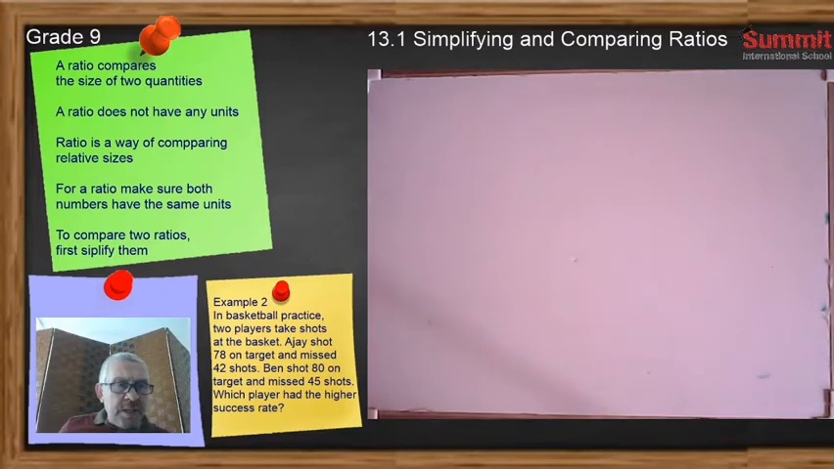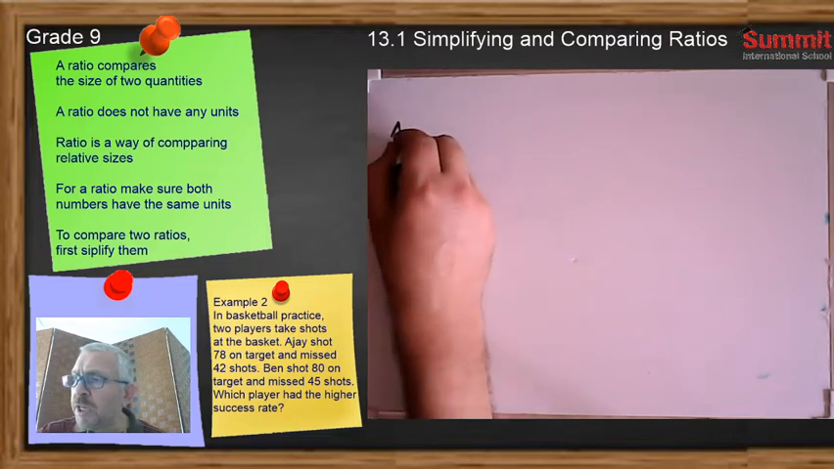Now, our second example is in basketball practice. Two players take shots at the basket. AJ shot 28 on target and missed 42 shots. Now let's write about AJ.